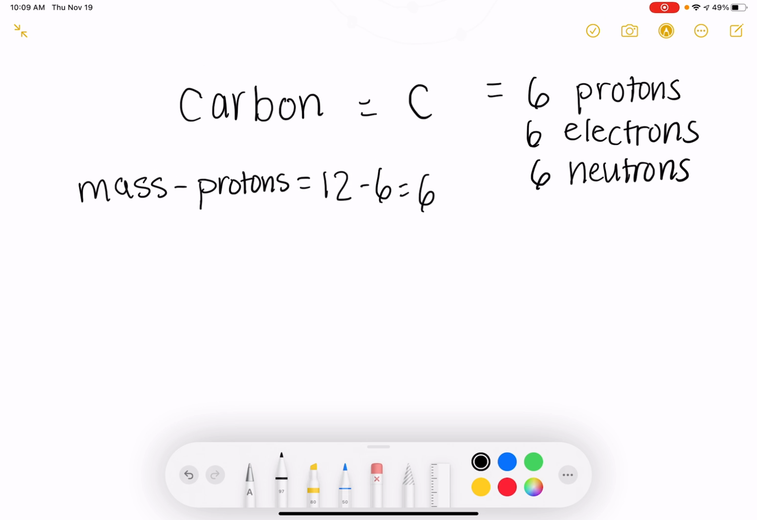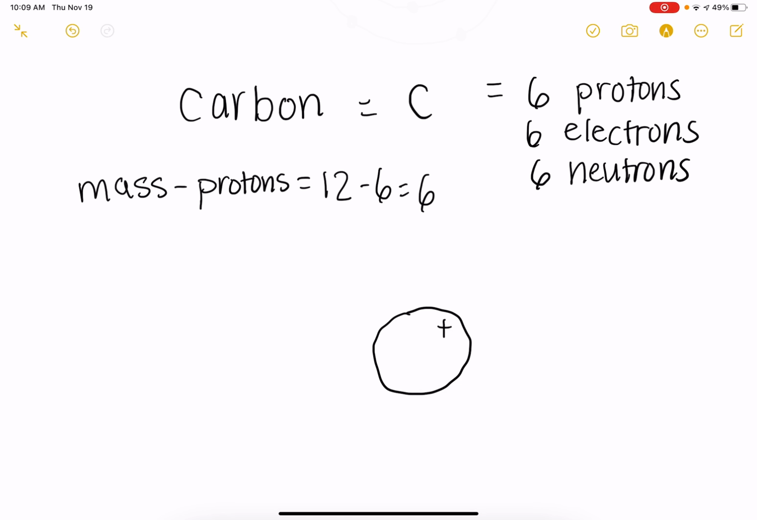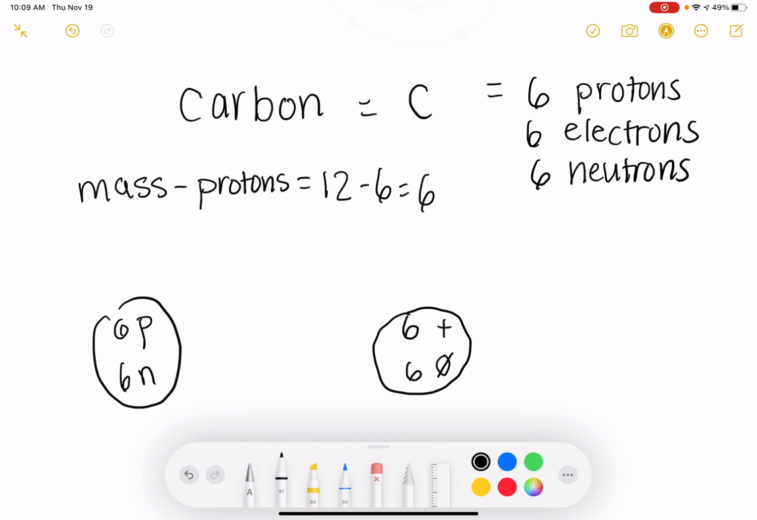So now we can draw our Bohr diagram. We draw our nucleus first, that center. We put our protons and our neutrons. Our protons are 6 and our neutrons are 6. Sometimes I like to put a line through that so it doesn't look like 60. Some people also put like 6p and 6n. That's also right. It's whatever way you prefer. I'm not too picky on that.